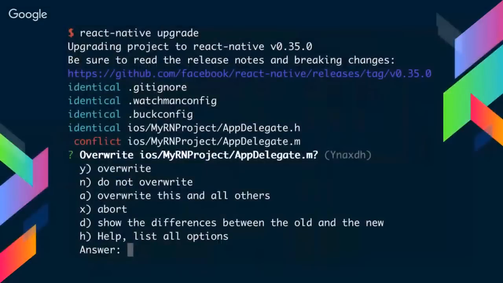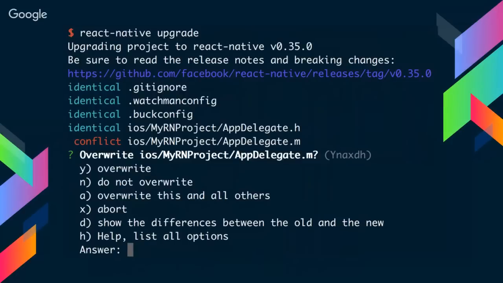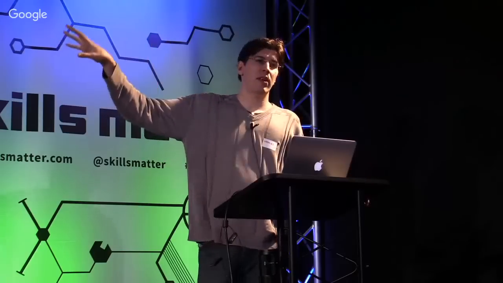So that's exactly what happens when you run the React Native upgrade command. Here, for the AppDelegate.m, the existing file is different from the new file, so it prompts the user and asks what to do. I see two weaknesses here. The first one is the change detection. The change detection is very basic. It just compares the content of the new file with the existing one, and if it differs, even by a single space or empty line or whatever, the file is labeled as conflict.